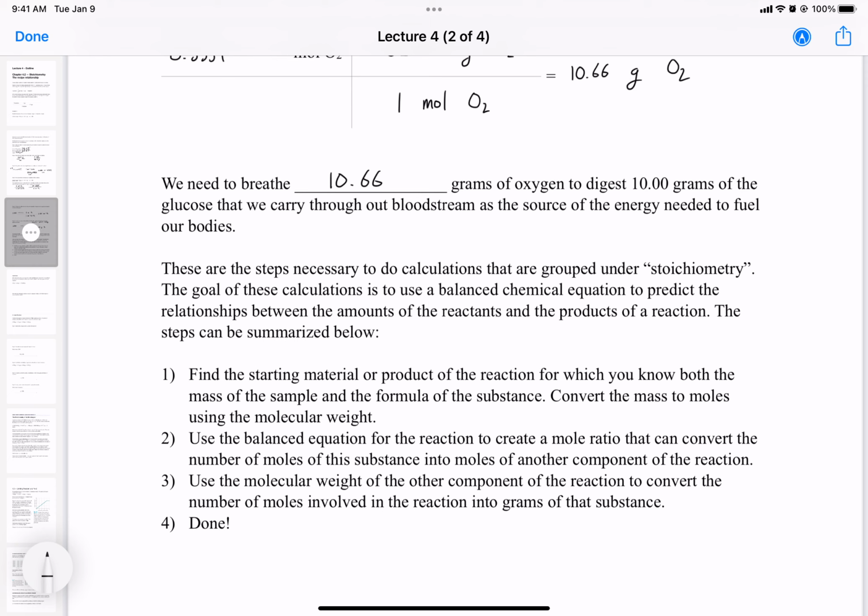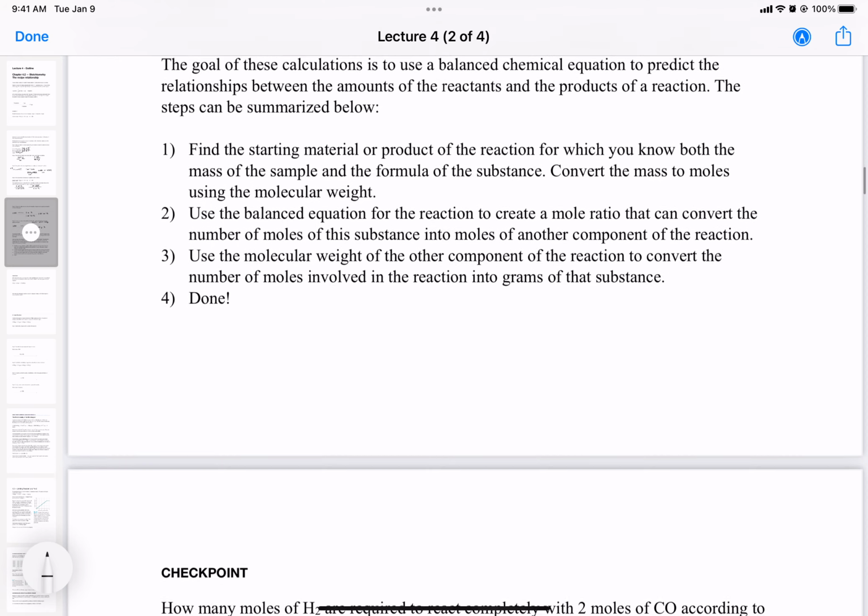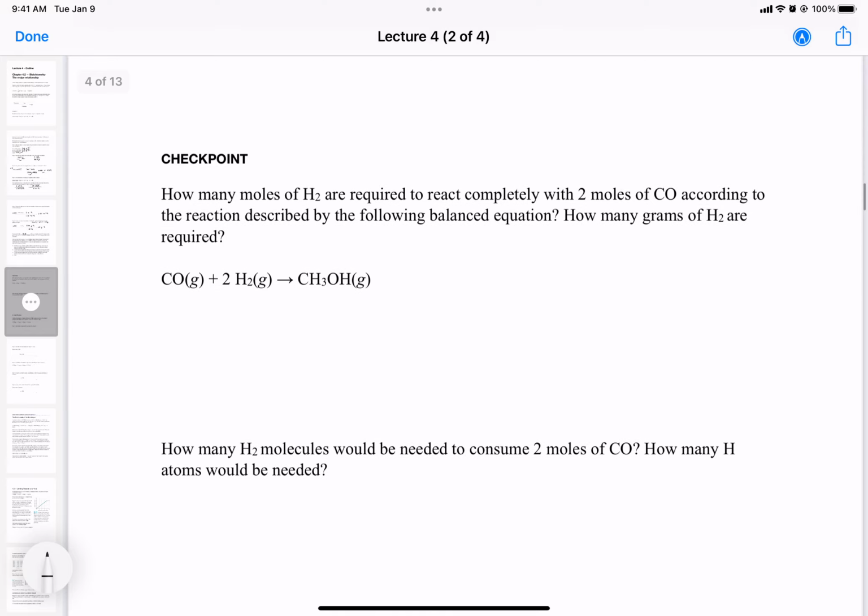Okay? And then we use the molecular weight or the molar mass of the component that we have solved for to convert it to grams. So usually we'll ask for grams, or we can ask for moles. It doesn't matter. But after all those steps, you'll be done. So let's do some more examples where we put that into practice. Okay, so how many moles of H2 are required to completely react with 2 moles of carbon monoxide?